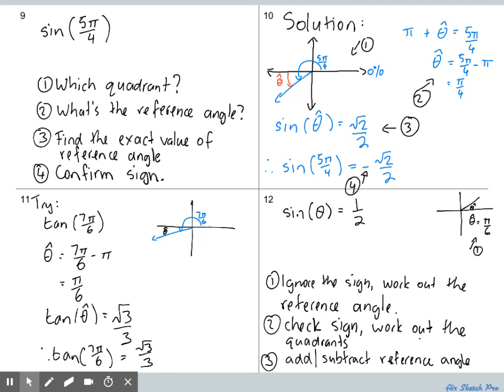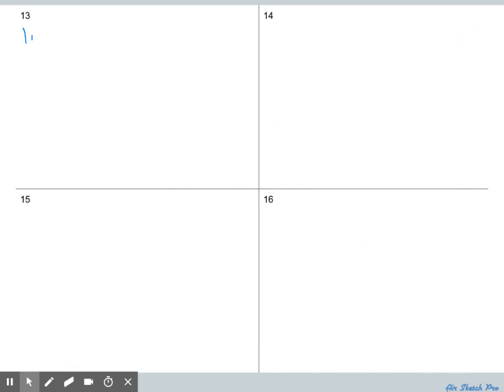Okay, so since sine theta is positive, sine theta is in quadrant 1 and quadrant 2. Okay, I'm just going to have to go to the next slide. Sorry, that's really mucky. In quadrant 1, theta is equal to the reference angle.